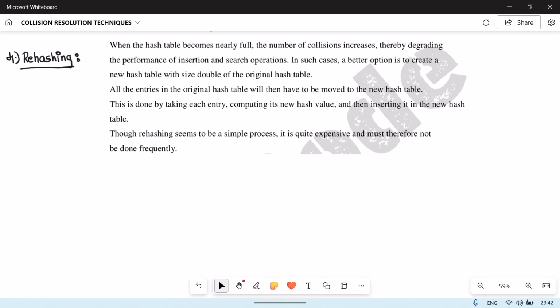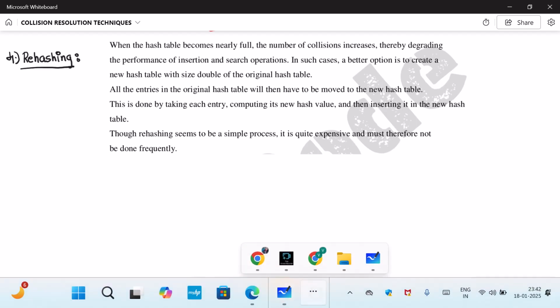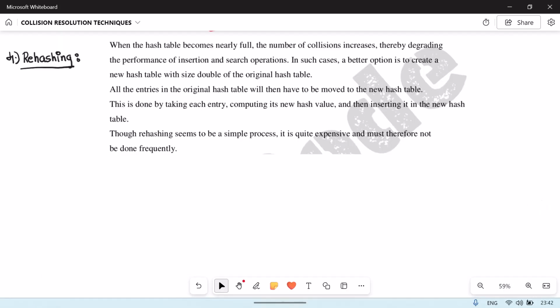Okay, let us continue the topic of collision resolution. So the fourth technique is called rehashing. Rehashing means hashing again. What the explanation says is when the hash table becomes nearly full, the number of collisions increases. If the table is almost full and you want to insert an element, the chances of collisions are more, thereby degrading the performance of the insertion and search operations.